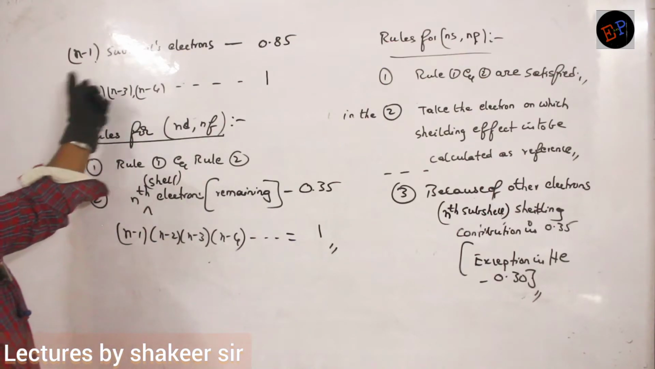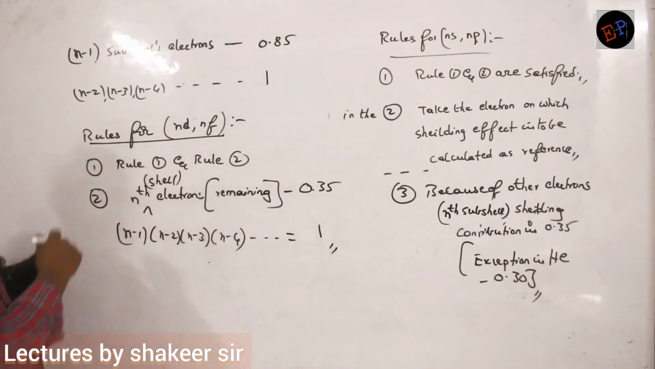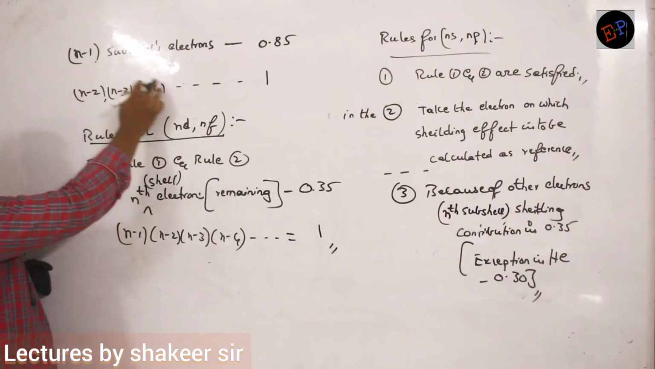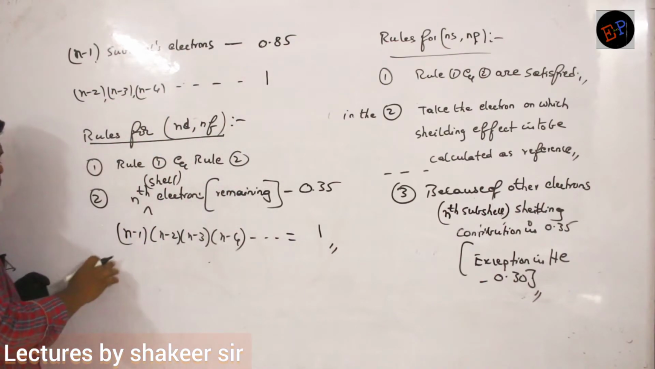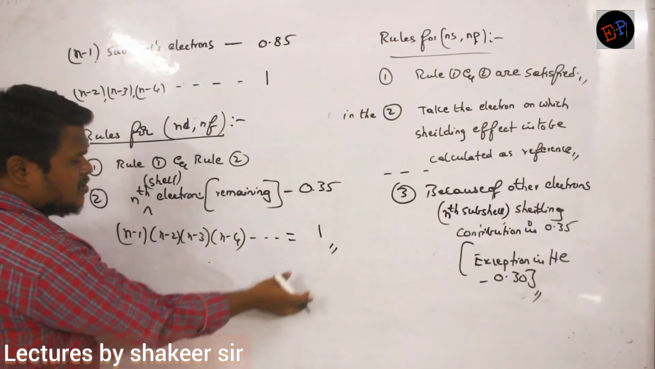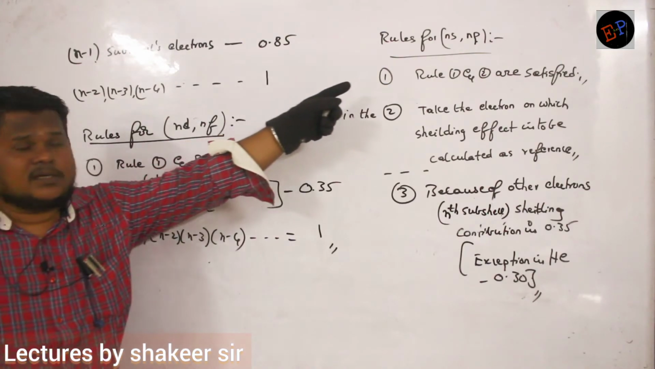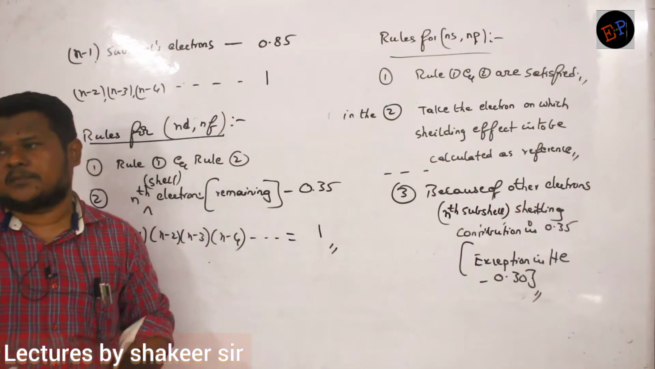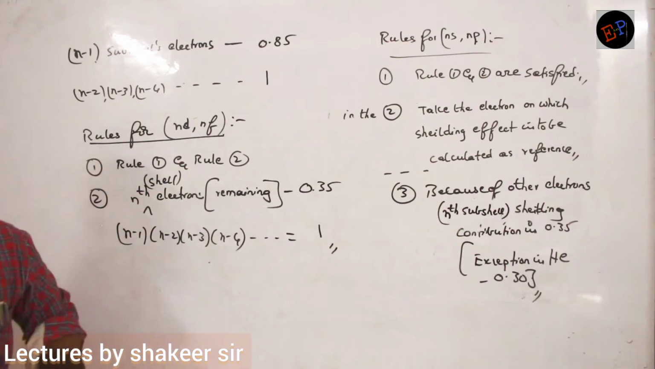For the case of ns and np, what is the one rule we have written? For the electrons present in n minus 1, they give a shielding contribution of 0.85. But here, n minus 1, n minus 2, n minus 3, n minus 4, all the inner electrons contribute a shielding constant of 1. So that is the only difference between ns, np and nd, nf. Remaining everything is the same. Are you able to understand? Okay, make a note up to here.